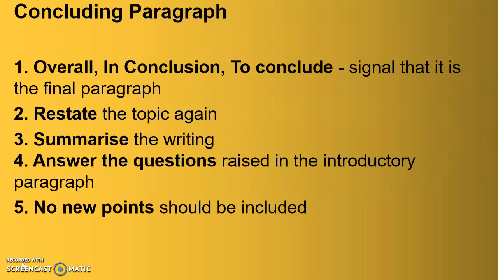Next part, we have the concluding paragraph. We can use "overall", "in conclusion", "to conclude", and many other lines or phrases such as these to signal that it is the final paragraph and there will be no other paragraphs written after this. So the second element would be to restate the topic. Again, you're supposed to restate the topic so that the readers know that this is the topic that the writer has already discussed earlier on.